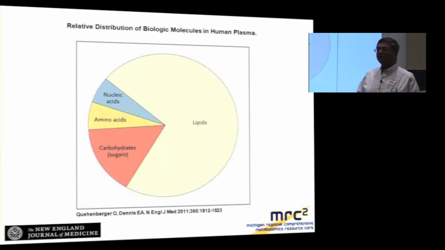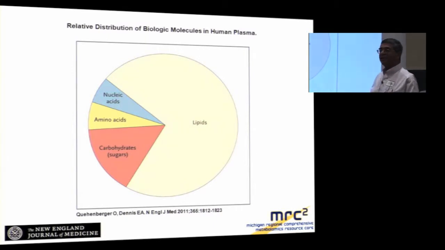So what about the plasma, and what are the metabolites that typically are there? If you look at plasma and remove the proteins, roughly 2/3 of the plasma metabolome are lipids, and about 1/3 are the rest. So you have nucleic acids, amino acids, and carbohydrates, which really constitute 1/3 of the plasma.